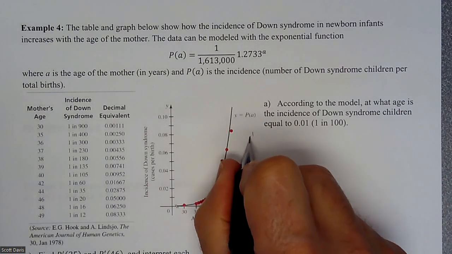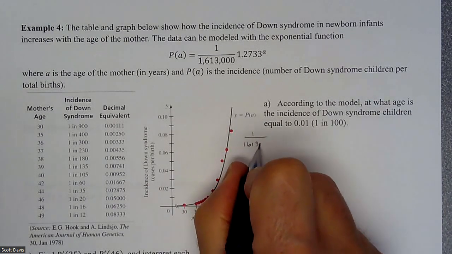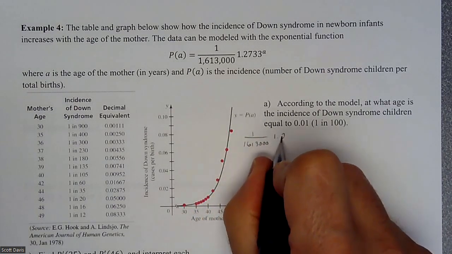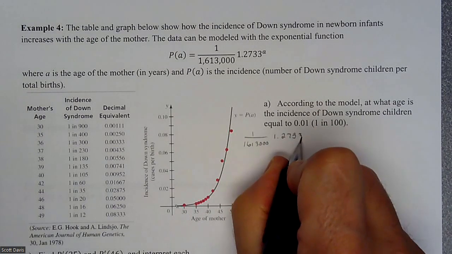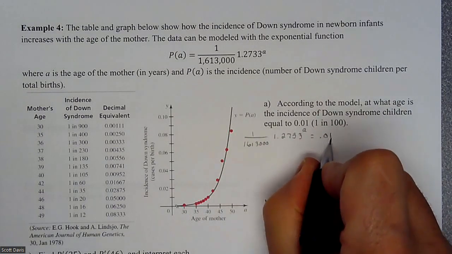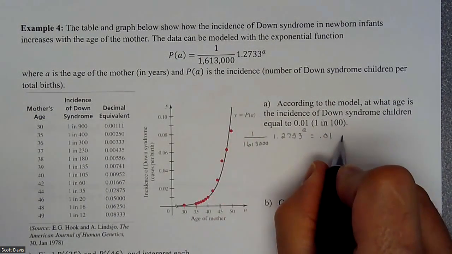So 1 over 16,130, plus 1.2733 raised to the A equals 0.01. So I'm going to solve that. If I'm going to solve that, I'm going to multiply this piece over to the other side.